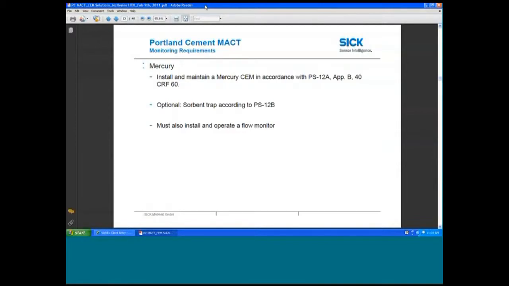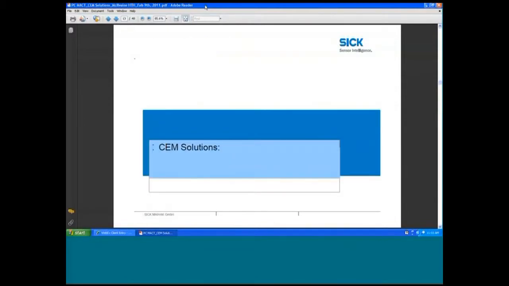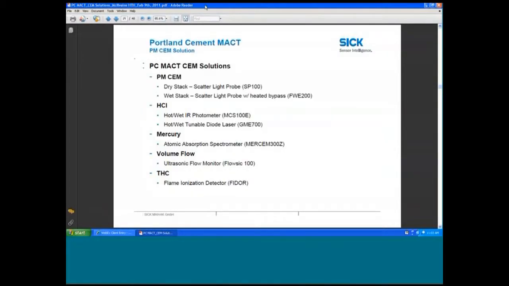Mercury, of course, we talked a lot about Mercury when Carl did, and the requirements there, of course, to install and maintain the Mercury SEMS in accordance with PS12A, and optionally you may use the sorbent trap according to PS12B, and of course then must install and operate a flow monitor for the mass calculations as part of the requirement. So jumping into the solutions, we'll walk through these one at a time.